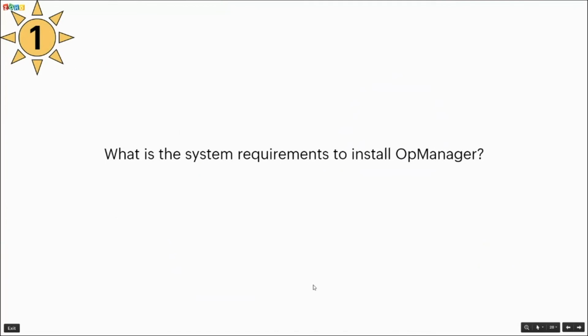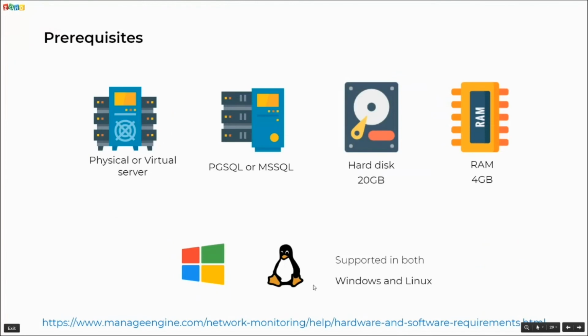If you want to install OpManager in your environment, this is the basic prerequisite or system requirement. OpManager can be installed on a physical or a virtual server. OpManager supports both PostgreSQL, which comes bundled with the product, and MS SQL. We need a minimum of 20 GB of hard disk and 4 GB of RAM. OpManager can be installed on both Linux and Windows servers. And if you want to know more about the hardware and software requirements, you could visit the link given at the bottom of the presentation slide.